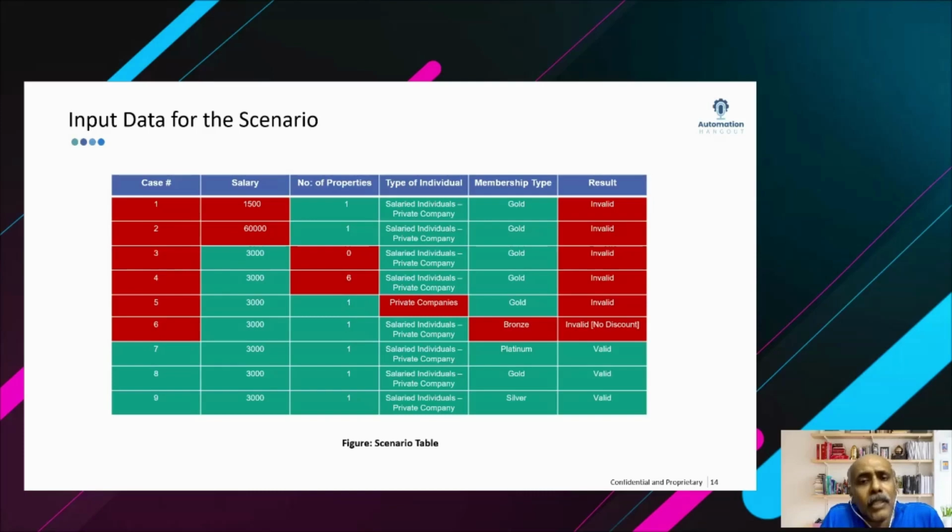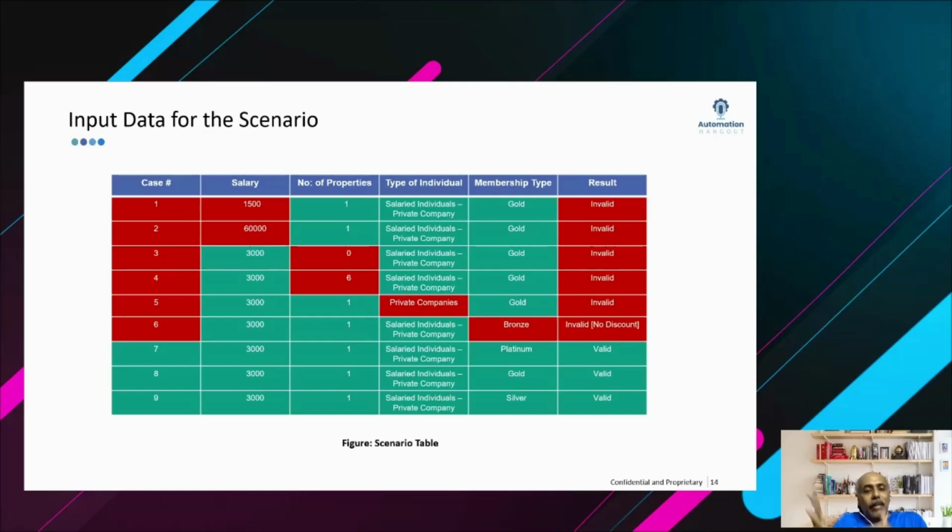Whereas the fifth scenario is where I'm applying for the loan as a private company. Again, I'm not eligible for a loan here. And the sixth scenario is where I'm applying for a loan with a bronze membership type. I'm eligible for the loan, but I won't get any kind of discount. Whereas the 7th, 8th and 9th are all valid values where I'm testing with a 3,000 salary, having only one home, and applying as a salaried individual, and then I have 3 different types of membership. So I'm testing with platinum, gold and silver just to make sure that the discounts are properly applied.